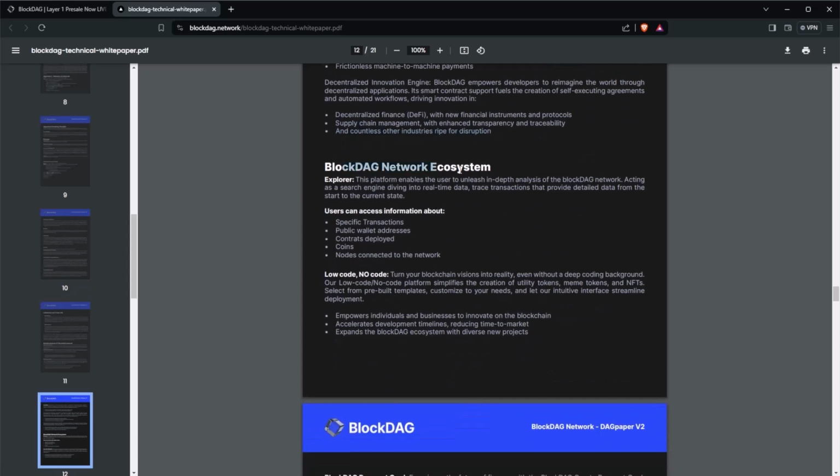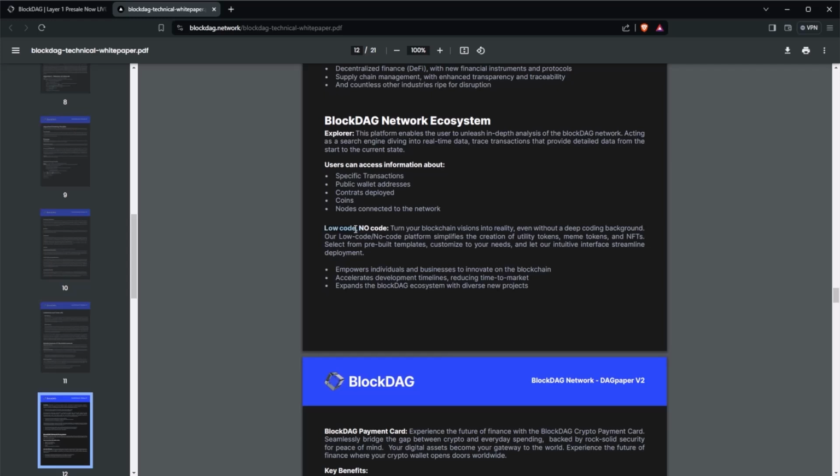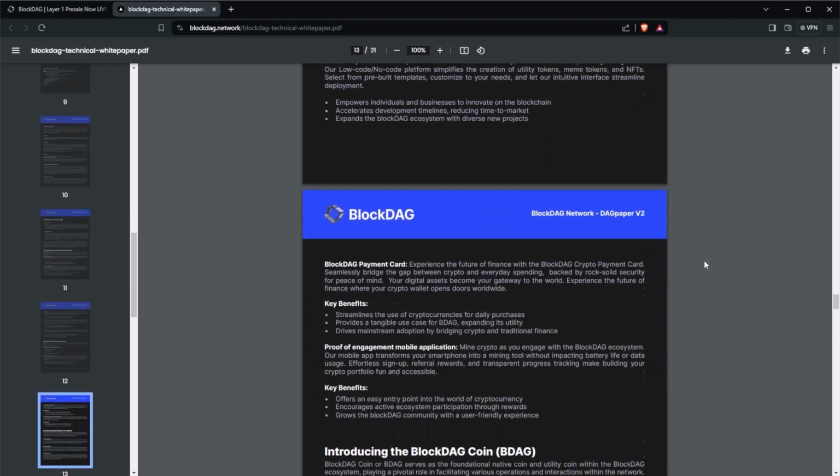So of course, the BlockDAG network ecosystem will have its own explorer. This will give you transaction details, wallets, addresses showing where contracts are deployed, chains, and nodes. There are also low-code and no-code tools, so individuals can innovate on the blockchain without needing to know all of the details about the coding, which is great. Of course, this further accelerates development and builds out the ecosystem, expanding it with diverse new projects.